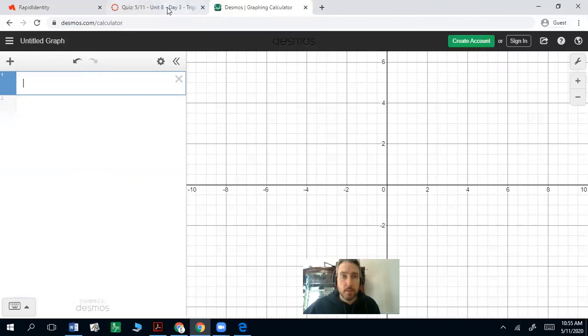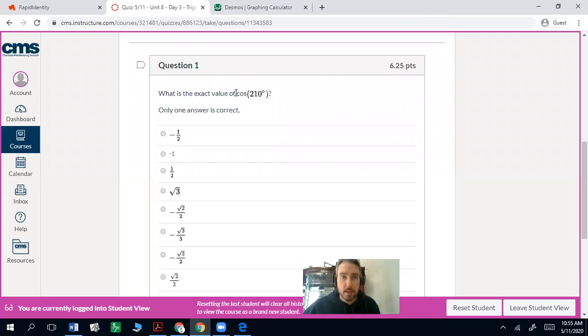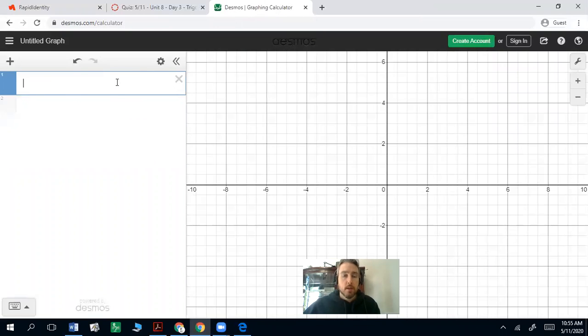Now look at the problem. It says, what is cosine of 210 degrees? COS, parentheses, 210. It'll give you a decimal, okay? Negative 0.866. I want to jot that down for a minute. Negative 0.866. That's the decimal equivalent of the cosine of 210 degrees.